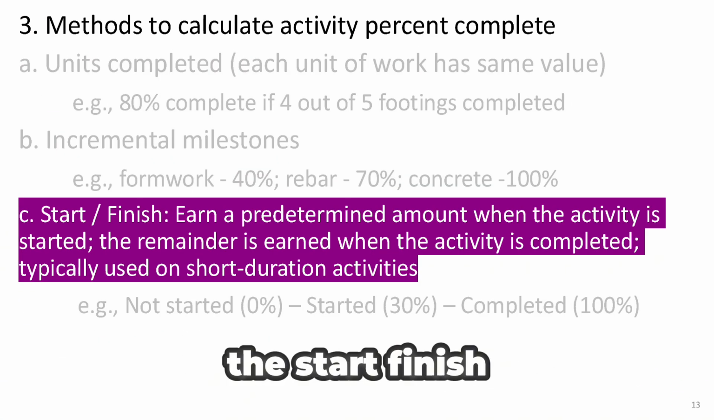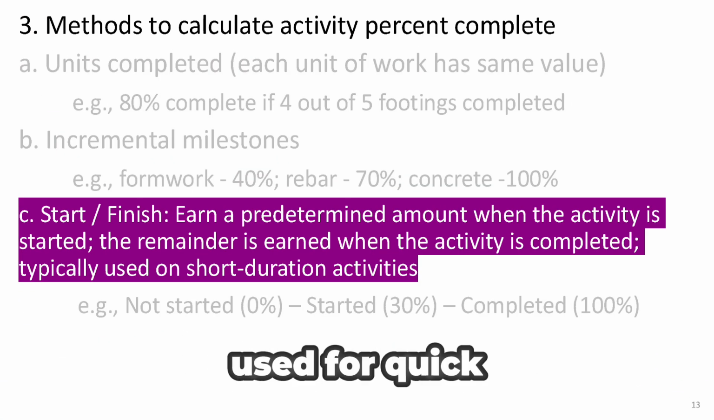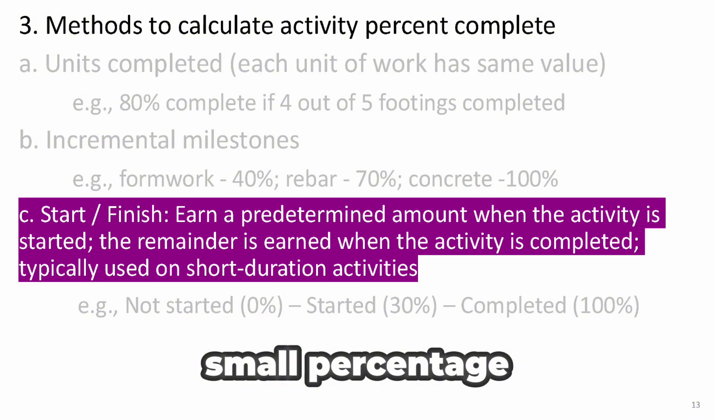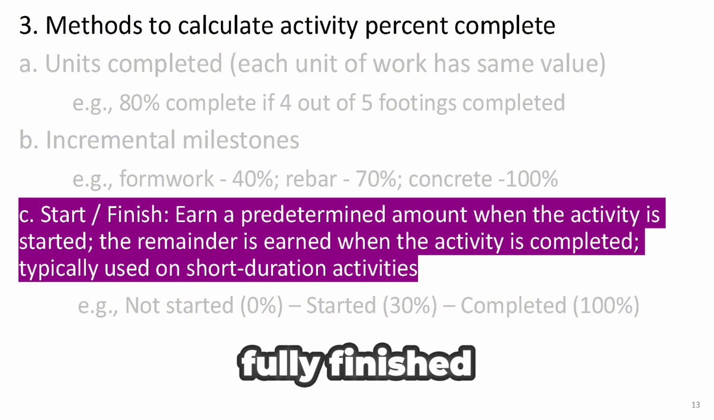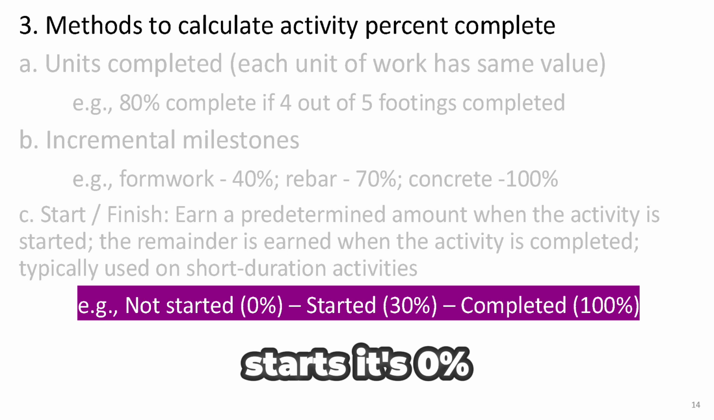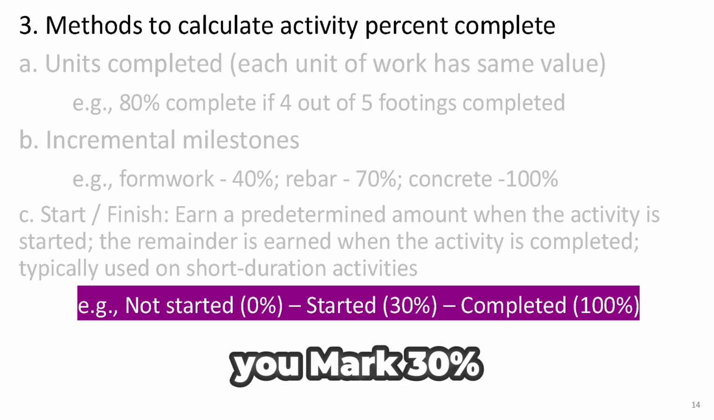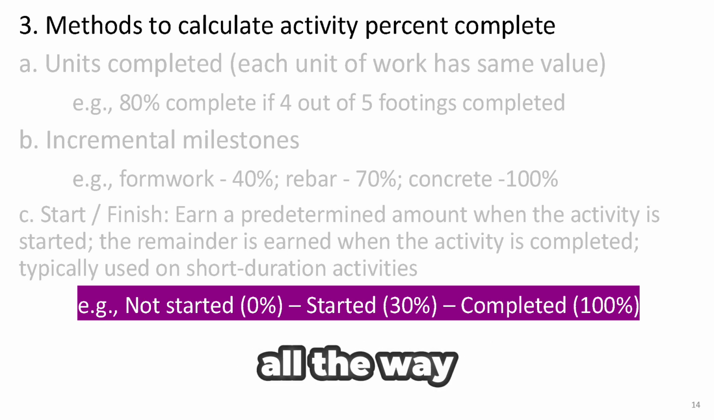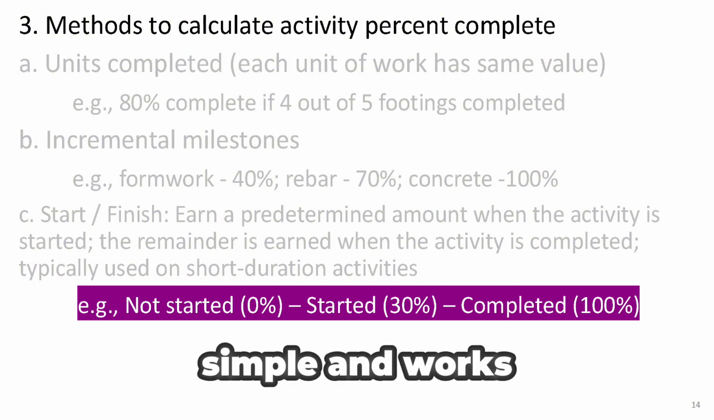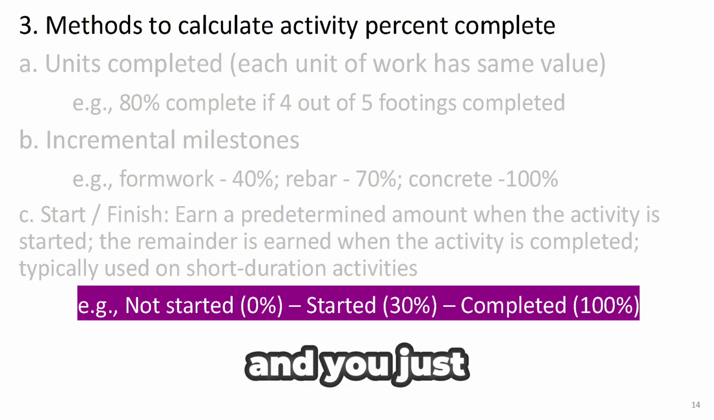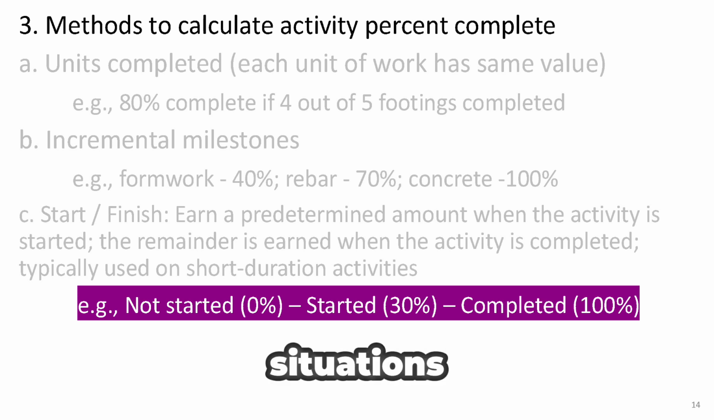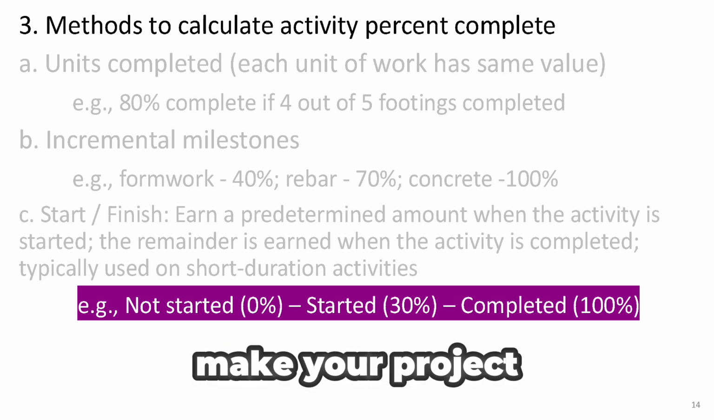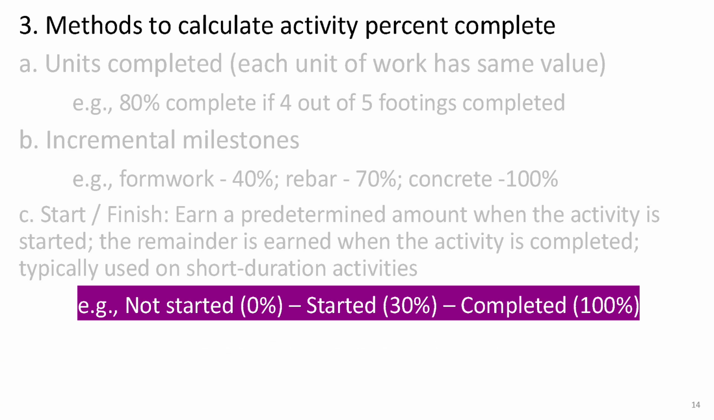And then there's the start-finish method. This is usually used for quick tasks. You assign a small percentage, like 30%, just for starting the activity, and then the rest when it's fully finished. So before it starts, it's 0%. Once it begins, you mark 30%, and when it's done, you go all the way to 100%. This method is simple and works best when things happen fast and you just want to capture the fact that work has begun. Each method works better in different situations. Picking the right one helps make your project tracking a lot more accurate.